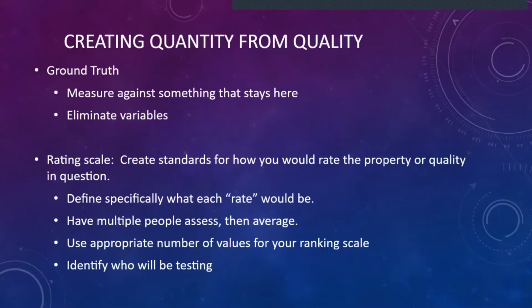So a lot of times they have to come up with a rating scale, creating standards for how they would rate that property or that quality. They have to specifically define what each rate would be, have multiple people assess, because we want this to be repeatable, just like science is. So ultimately, my goal for them is to be able to understand what goes into the scientific process, because they are embodying it. So they always have to have a ground truth to be able to say with confidence that there has been a change, and they have to eliminate variables. So this is where the real value is, because every pod, every group of a few students is doing something different.